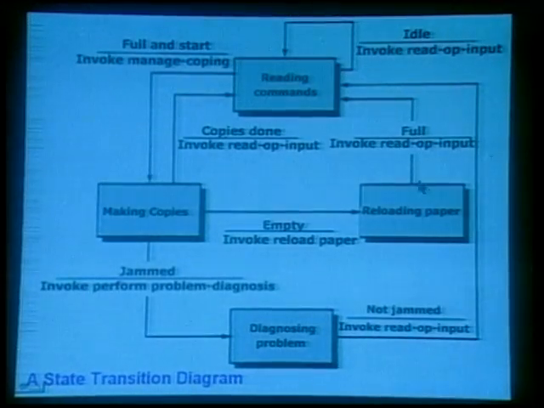Once you put the paper into the copier and it is full, then we again go back to the reading command state, and now the user can again press the start and can start making the copies again. Now, if the photocopier is jammed, then we invoke the perform problem diagnosis. Now, that might simply display that the paper is jammed, and many of the photocopiers also give you the indication where the paper is jammed.